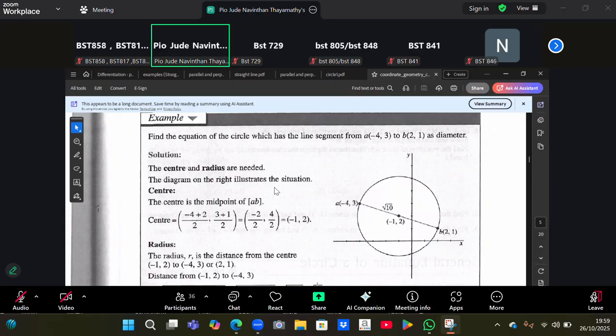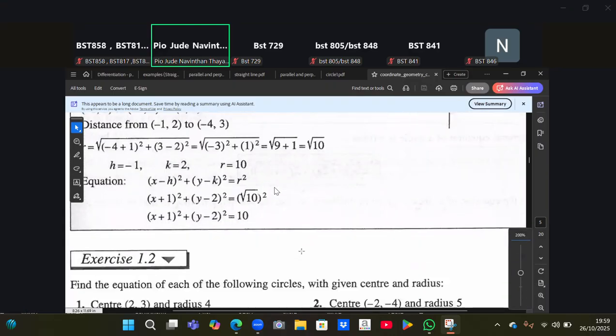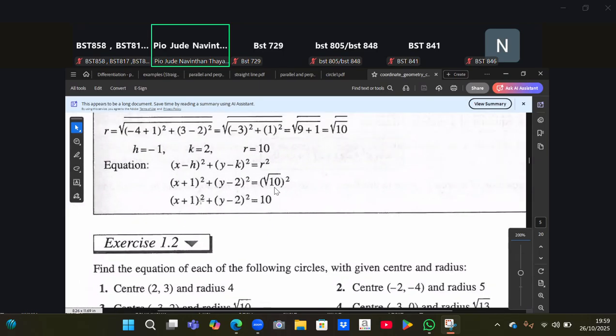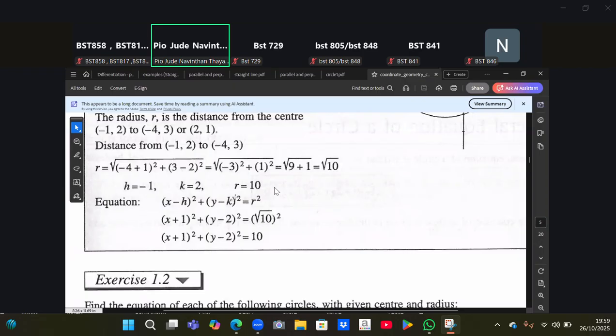Now you can write x minus h square plus y minus k square equal to r square. H is minus 1, therefore x plus 1 all squared, plus y minus 2 all squared, is equal to r square. R is root 10, therefore r square is 10. So this type of question you can expect.